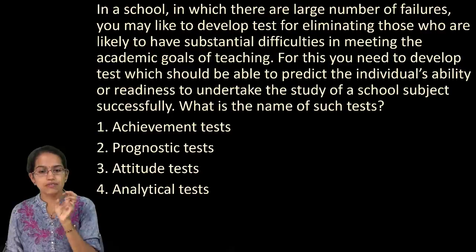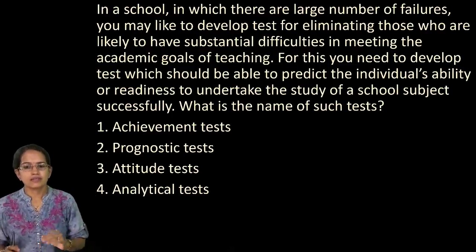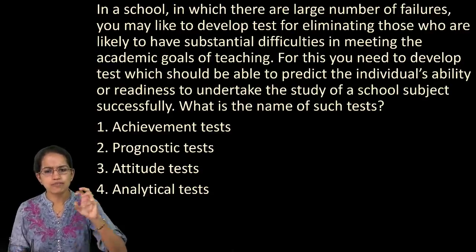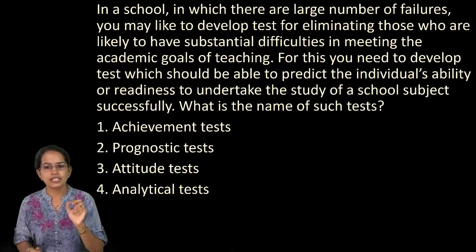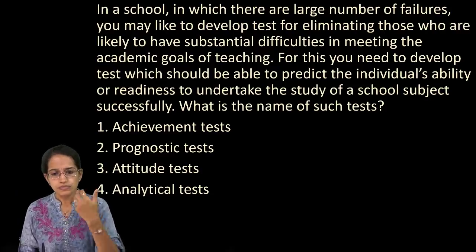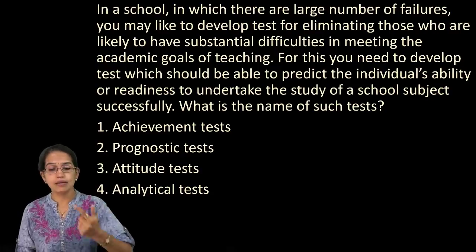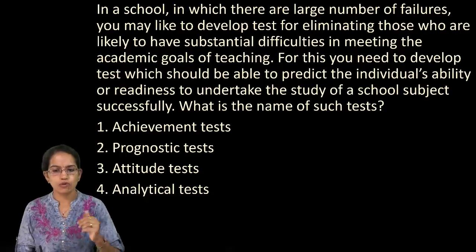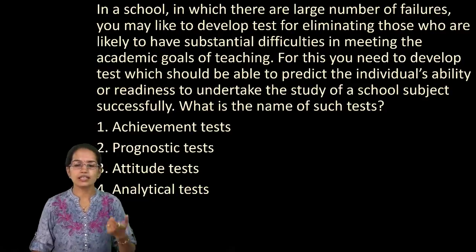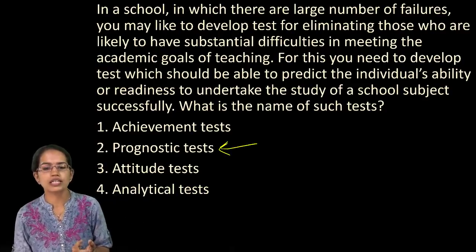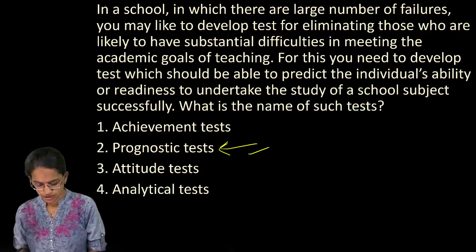This question is very important. Read the language very carefully. In the student group in which there are a large number of failures, you would develop a test to eliminate those who are likely to have difficulties in meeting the academic goal. For this, you would create a test that would be able to predict the ability to understand the study, what is going on in the school. Now, when you are able to predict that, what does this mean? This is a kind of prognostic test. So, very important question. It is an example of a prognostic test.